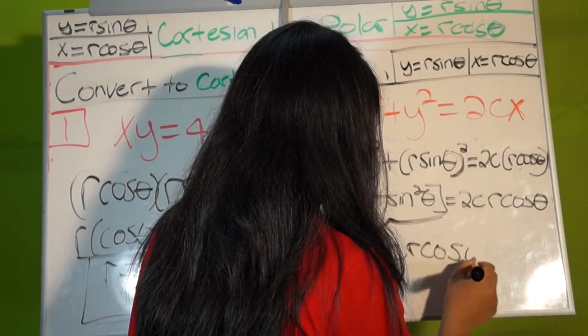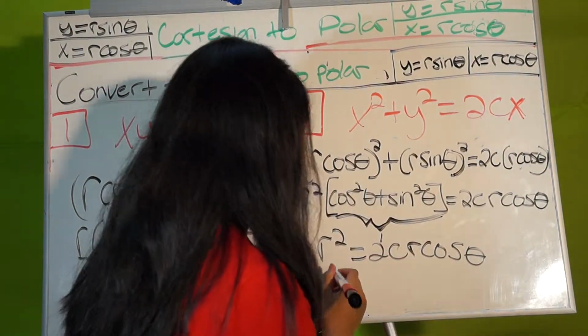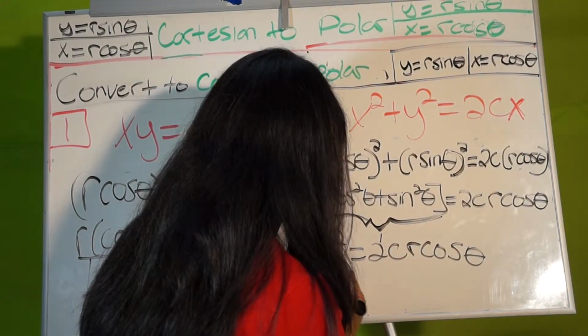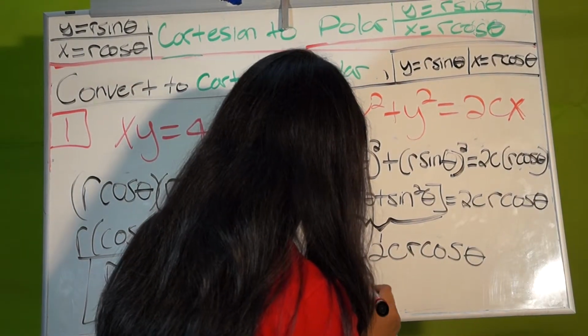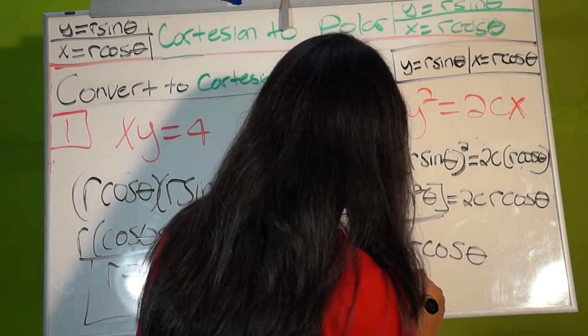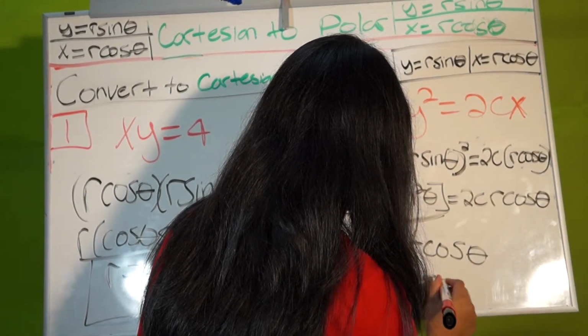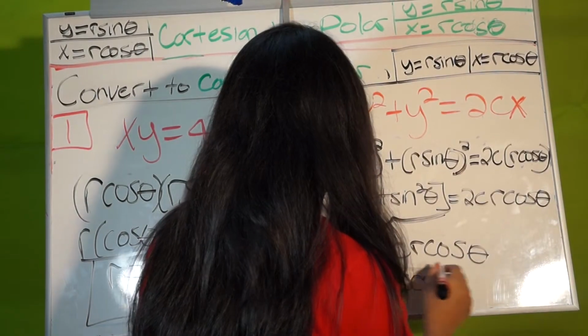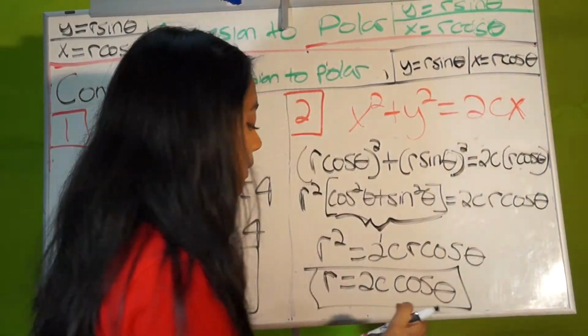And from here, just divide r from both sides. So you'll have r equals 2c cosine theta. And this here is how you convert from Cartesian to polar.